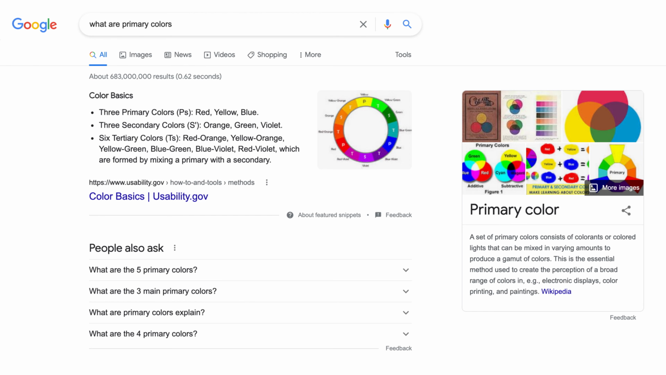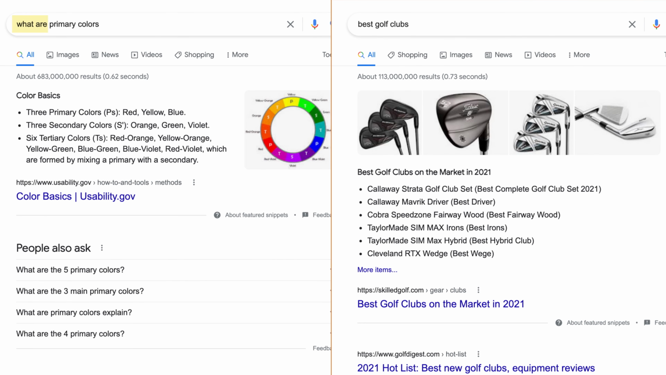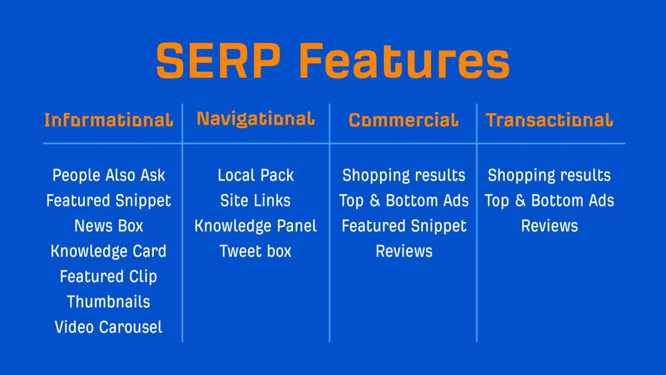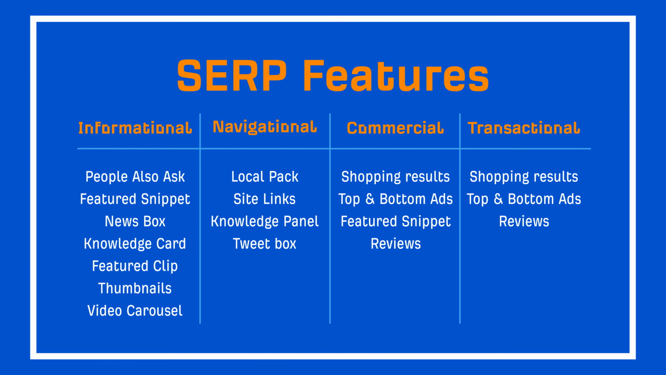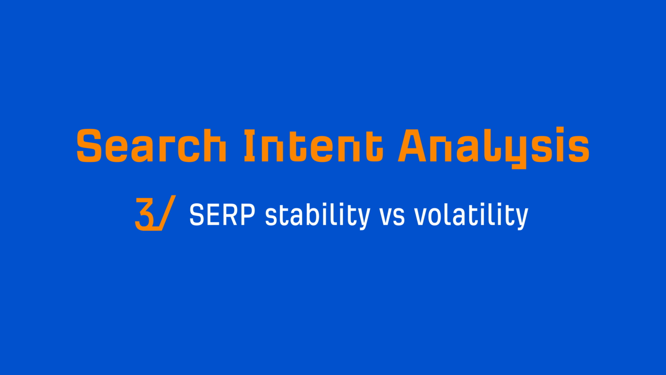Also, SERP features can fit into multiple buckets. For example, featured snippets can appear for both informational and commercial investigation queries like "what are primary colors" and "best golf clubs." So here's a list of how I think SERP features map to intent. Take a screenshot and let's move on to the third thing to analyze, and that's SERP stability versus volatility.